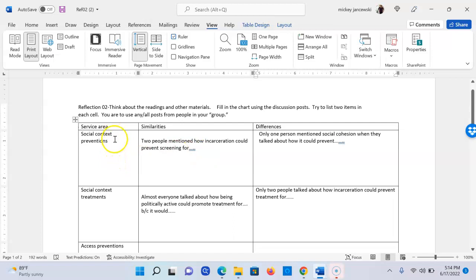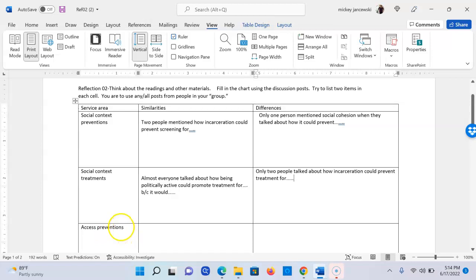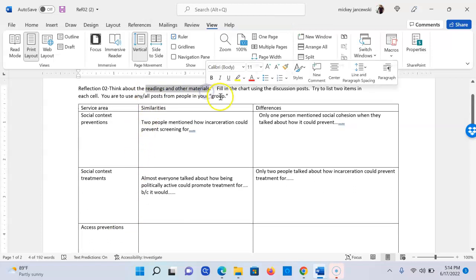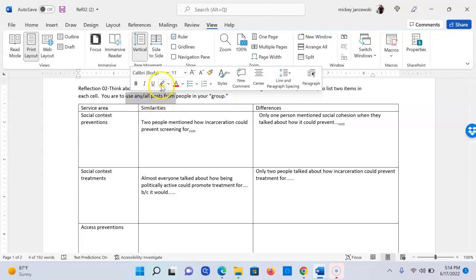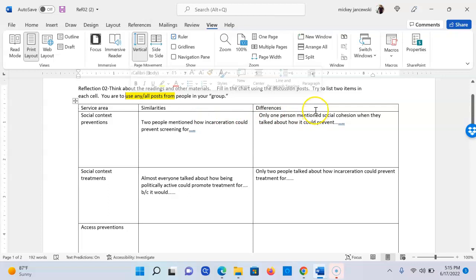So I'm asking you to look at social context and access to health care and look at the materials that you've read or watched this week and the discussion board posts. When you look at the discussion board posts, when it says use any or all posts from the people in your group, I want you to tell me what similarities you saw in what they posted and what differences they posted. In regards to social context, there's 5 or 6 items that are discussed in the lesson.